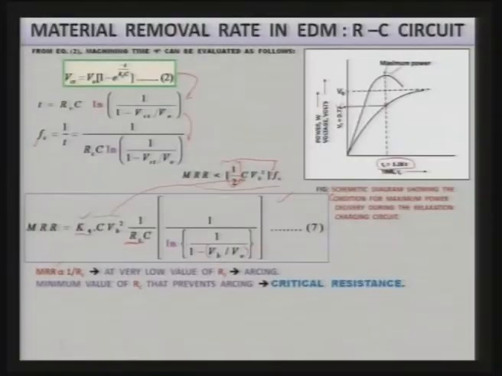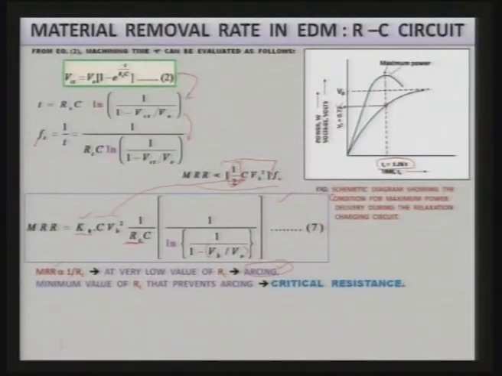So, at a very low value of R_c, you can keep decreasing it, but there is a limit. If you decrease the value of R_c beyond that limit, then what will happen? Instead of sparking, you will get what is known as arc, or arcing will take place, and we are not interested in arcing in the EDM process, because it is harmful. It will damage the tool as well as the workpiece. So, we are interested all the time in sparking in the EDM process rather than arcing.